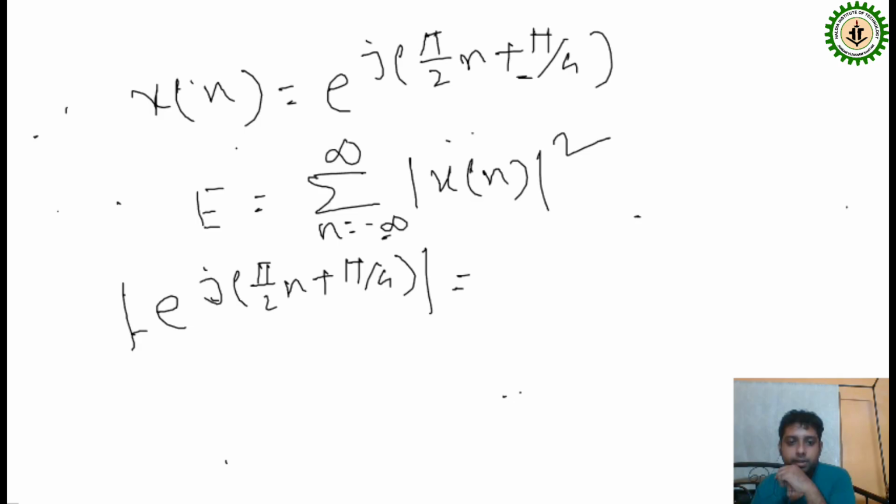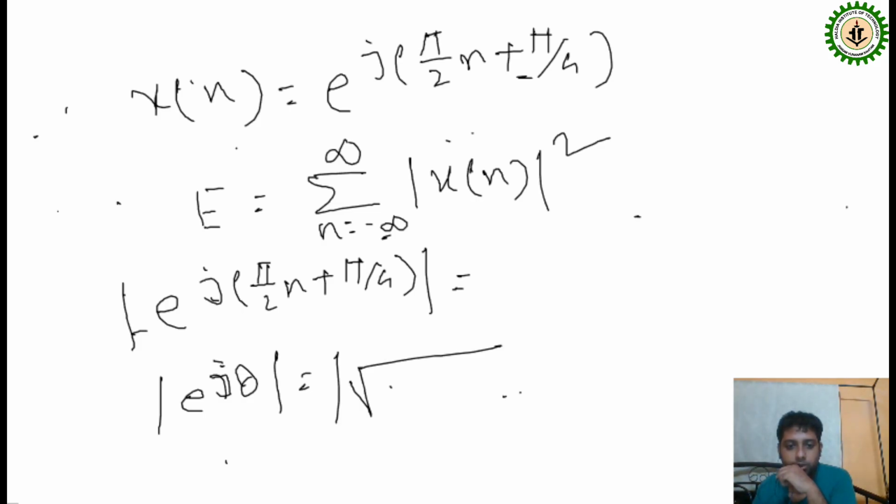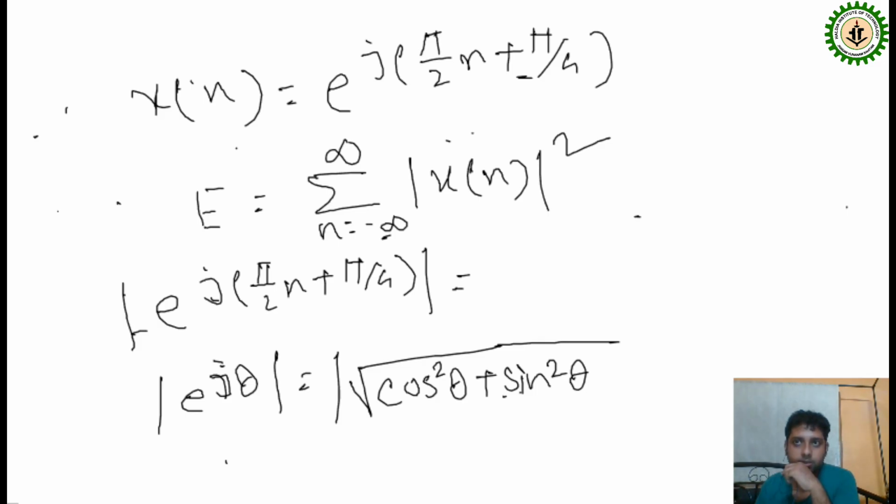So we know that the mod of e^(j theta), if we break it and simplify it, we can write cos squared theta plus sin squared theta, because e^(j theta) is cos theta plus j sin theta, and from there if we take the modulus, then it will be root over of cos squared theta plus sin squared theta, that is 1.